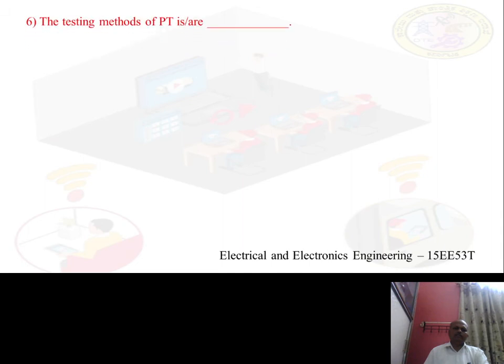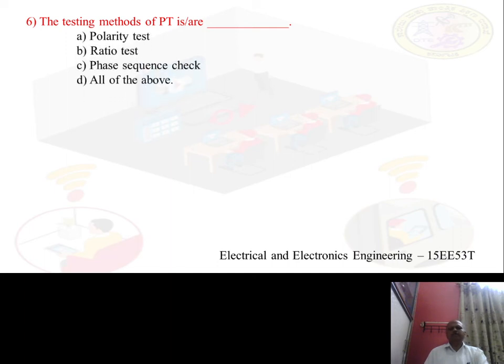Question number 6. The testing methods of PT are dash. Your options are A. polarity test, B. ratio test, C. phase sequence check, D. all of the above. All the three tests are conducted on PTs. Therefore, your answer is all of the above.